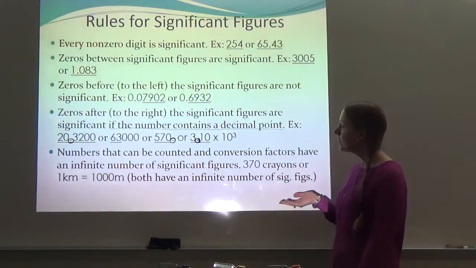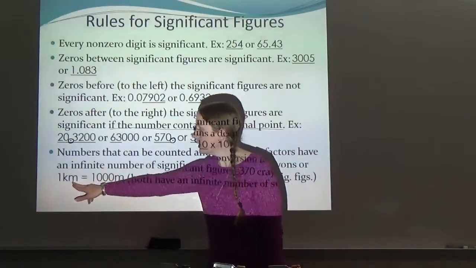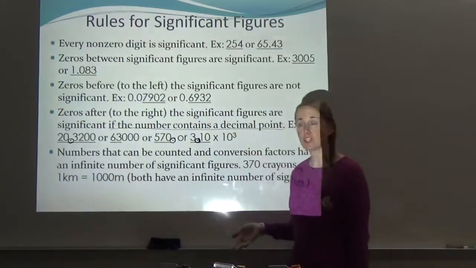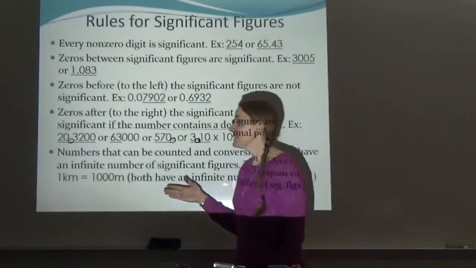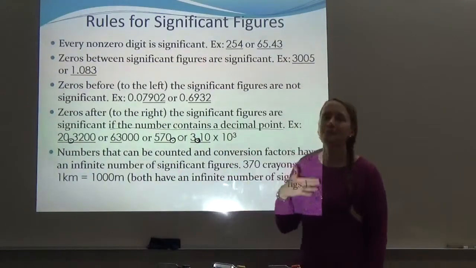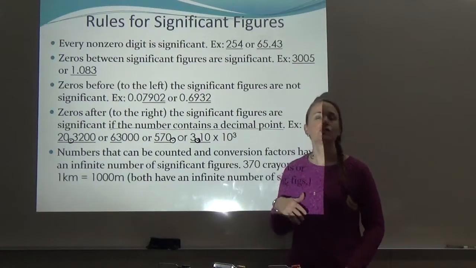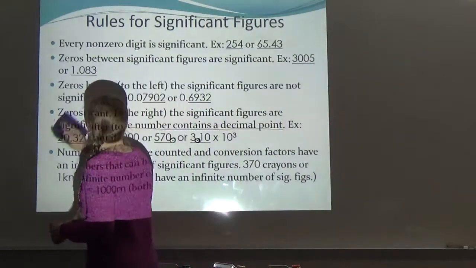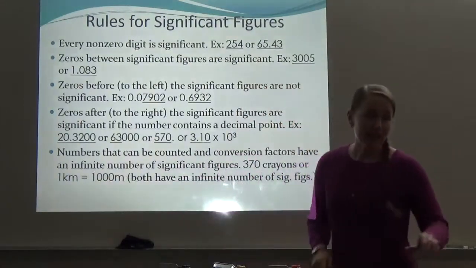Other things that have an infinite amount of significant figures are conversion factors. So we'll talk more about those in section 3, but like 1 kilometer equals 1,000 meters. Both numbers, because this is a conversion factor, have an infinite number of significant figures. So again, that just means that there's no estimation going on here. 1 kilometer is literally exactly 1,000 meters. So there's an infinite amount of significant figures. Significant figures, I'll go ahead and tell you, is a really hard concept for some people to get, but it's all about just reporting your data accurately.